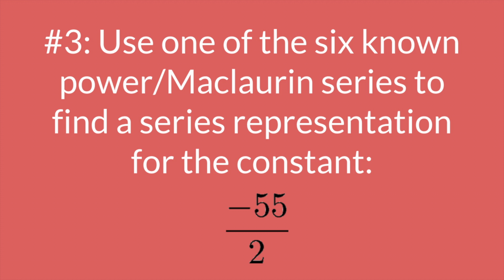The point of this problem is to convert a constant into power series using one of the Maclaurin formulas that we've already memorized. When looking at this problem, negative 55 over 2, it's important to keep the trig formulas in particular in the back of our mind because they're some of the easiest to convert constants into.